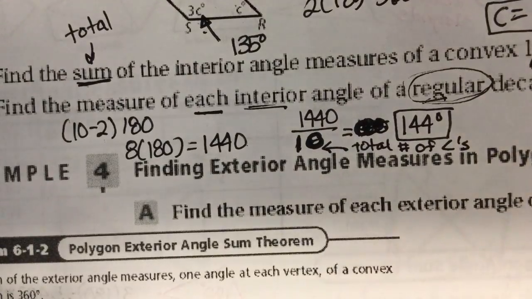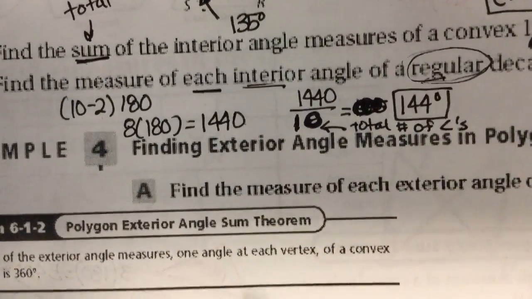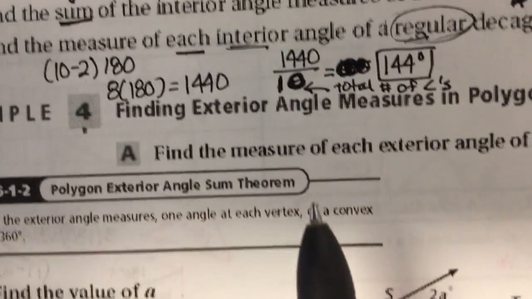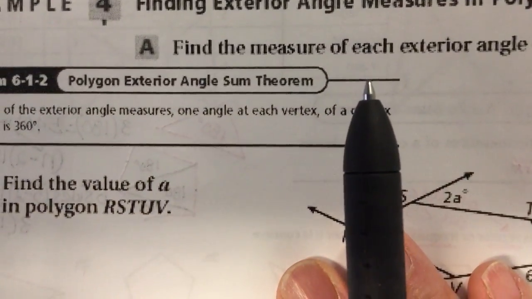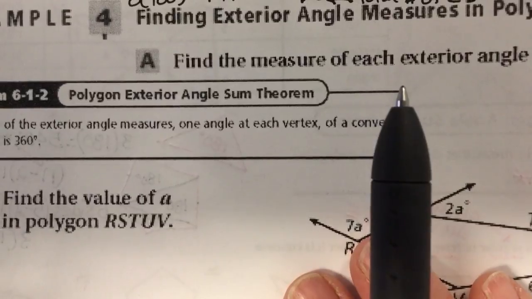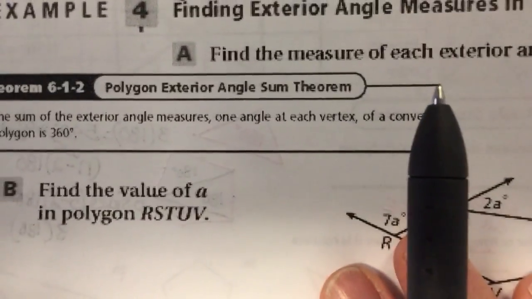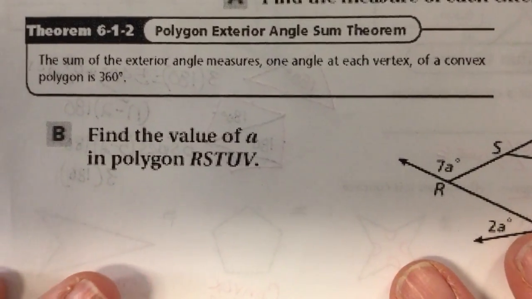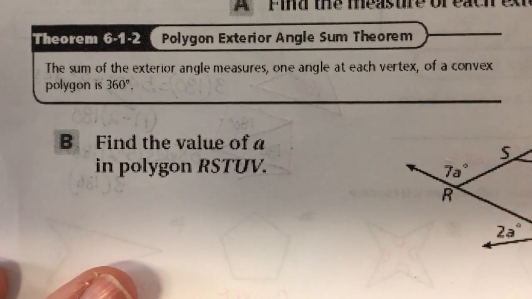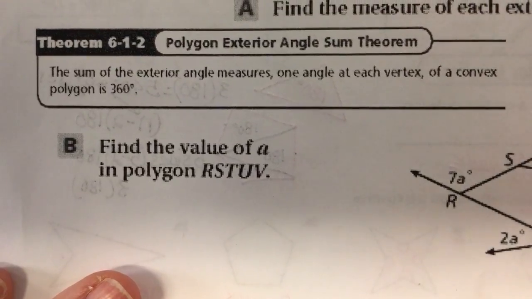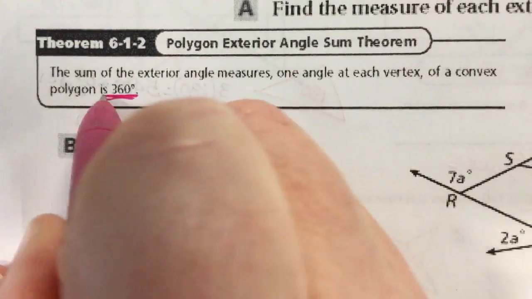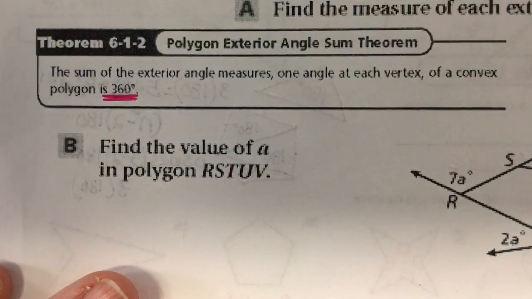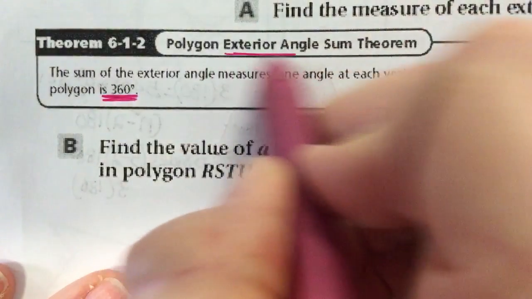All right, so the very last part of this is the exterior. On the exterior, it is the same in every single shape. It doesn't matter what the shape is. It could be 100-sided. It could be 5 million sided. It's always going to add up to 360. Okay, these are the exteriors.